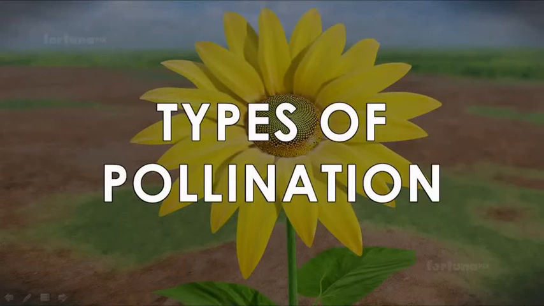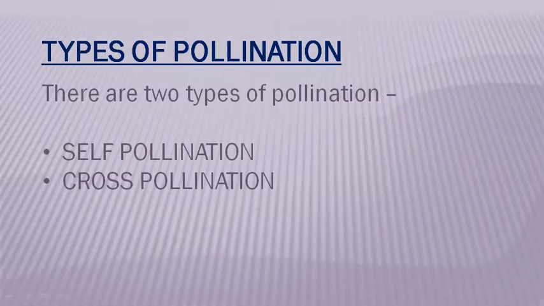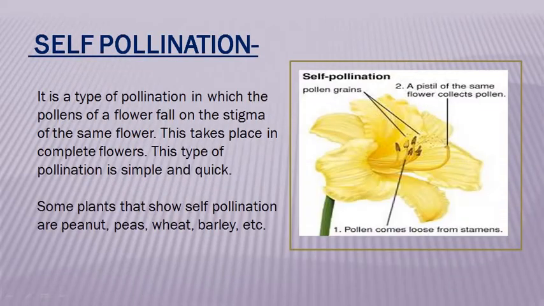Now there are two types of pollination: self-pollination and cross-pollination. So let's study self-pollination. Self-pollination is a type of pollination in which the pollens of a flower fall on the stigma of the same flower. As the name itself tells, self means the flower. In this type of pollination, the anther produces the pollens and those pollens fall on the stigma of the same flower.